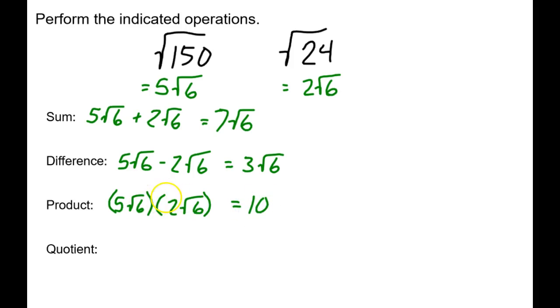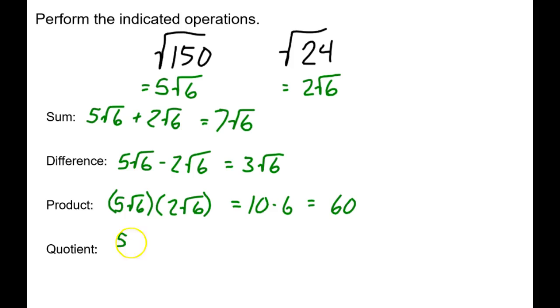And then we're going to multiply our radicals together. Radical 6 times radical 6 is the square root of 36, which simplifies down to just 6. So we have 10 times 6, which we can simplify down to 60. So when multiplying those two irrational numbers together, multiply the coefficients together, multiply the radical portions together, and then multiply those two products together. And then the last one is the quotient.